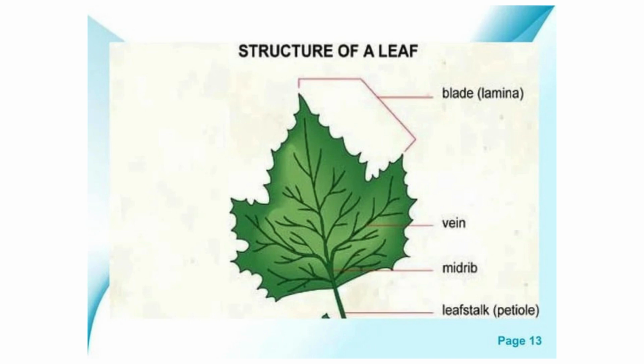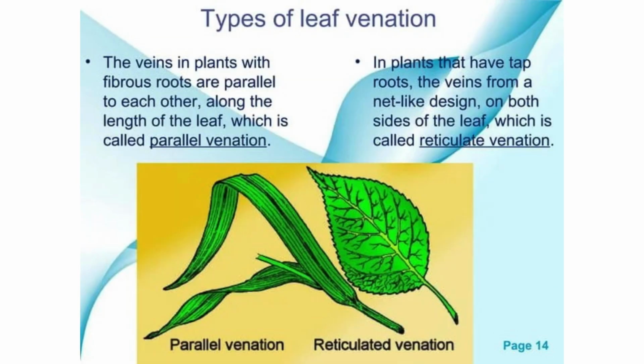If this design is net-like on both sides of the midrib, the venation is reticulate. In the leaves of grass, you might have seen that the veins are parallel to one another. This is parallel venation. The veins in plants with fibrous roots are parallel to each other along the length of the leaf, which is called parallel venation. In plants that have taproots, the veins form a net-like design on both the sides of the leaf, which is called reticulate venation.